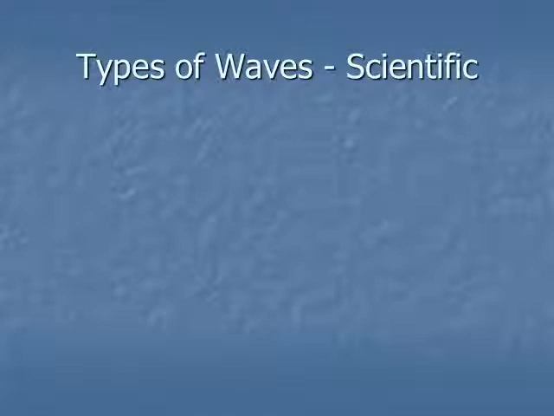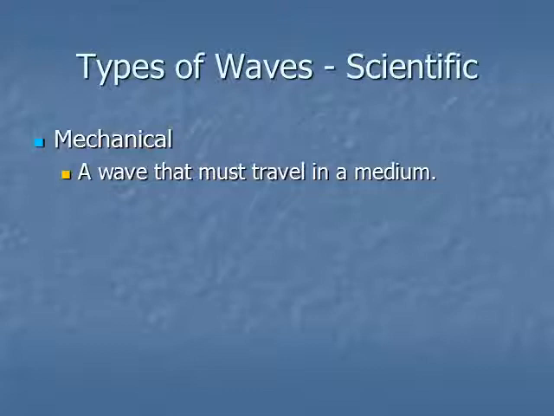Now, there are different types of waves in the scientific vernacular. The first one is mechanical. A mechanical wave is something that must travel in a medium, so there must be some sort of physical mass or object or something for it to travel through. A big example here is water, because the water wave travels through water. Without any water, there's no wave. Another example is sound. You can't hear sound in space because there's no air molecules, because sound needs a medium. It needs some sort of molecule around for that vibration to occur.